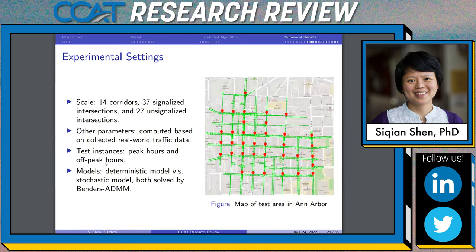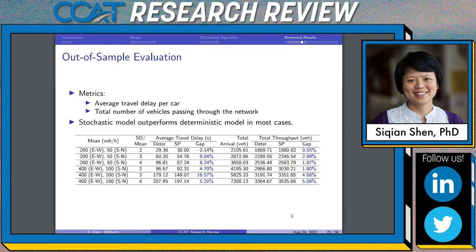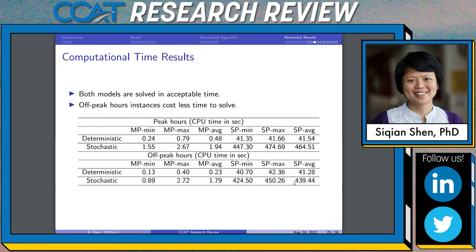If you see this size of the network, it's smaller than 10 by 10. So 10 by 10 looks to me like almost no hope, because 10 by 10 will cost you almost like hours, 1 hour to solve. So this probably needs to be done in future research. But for the Ann Arbor downtown network, the computational time is less than 10 minutes. So you can do it on the fly, basically, if you use this approach.